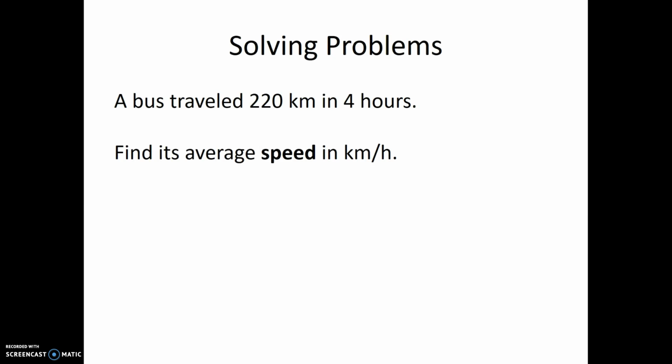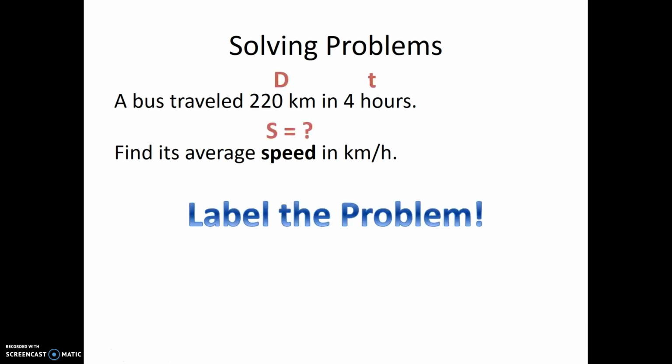A bus traveled 220 kilometers in 4 hours. Find its average speed in kilometers per hour. And all that means is that when we find the speed, we're going to find the average speed that it went instead of the different speeds that it may have had, slowing down and speeding up. All right, so first thing you're going to do is label your word problem. So in this problem, our distance is 220 kilometers, our time is 4 hours, and our speed, we don't know. We're going to find it out.